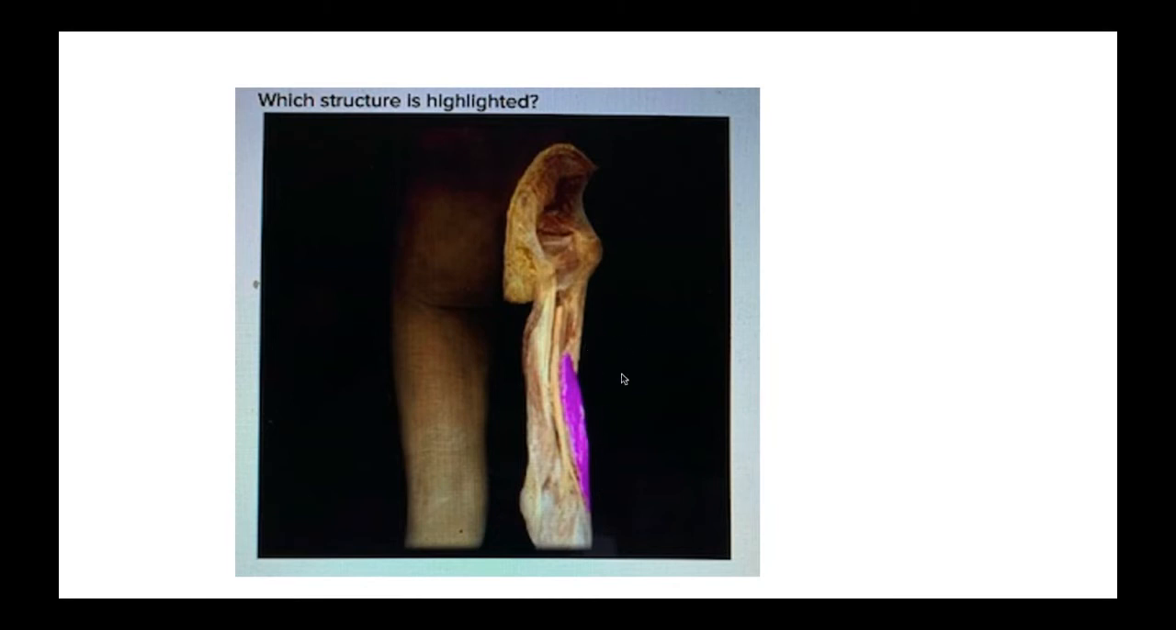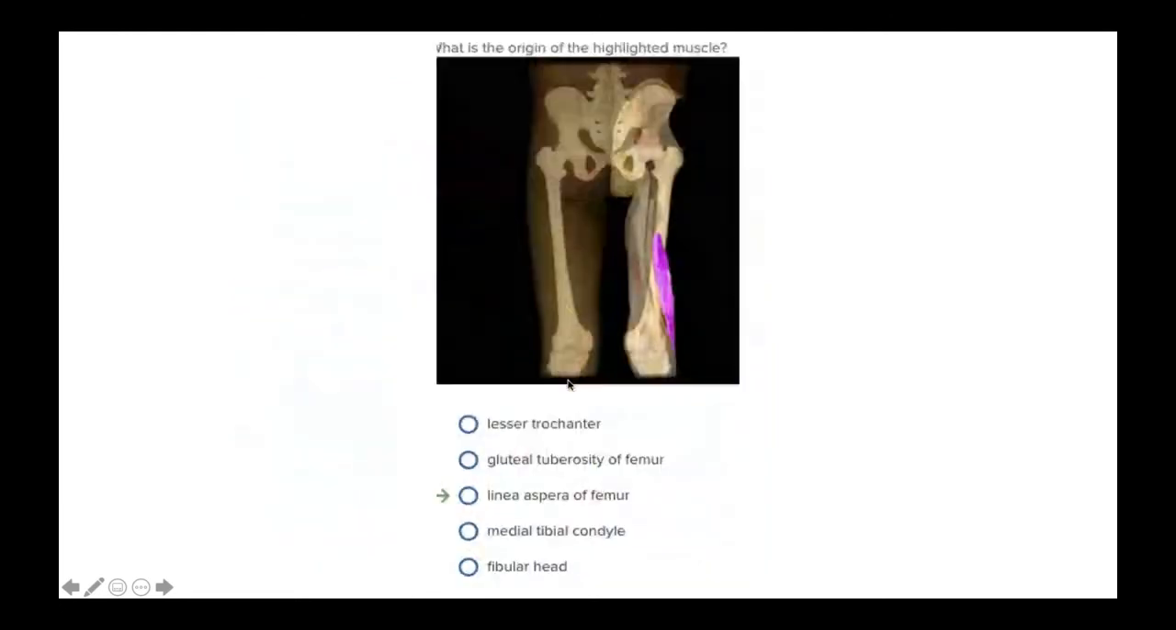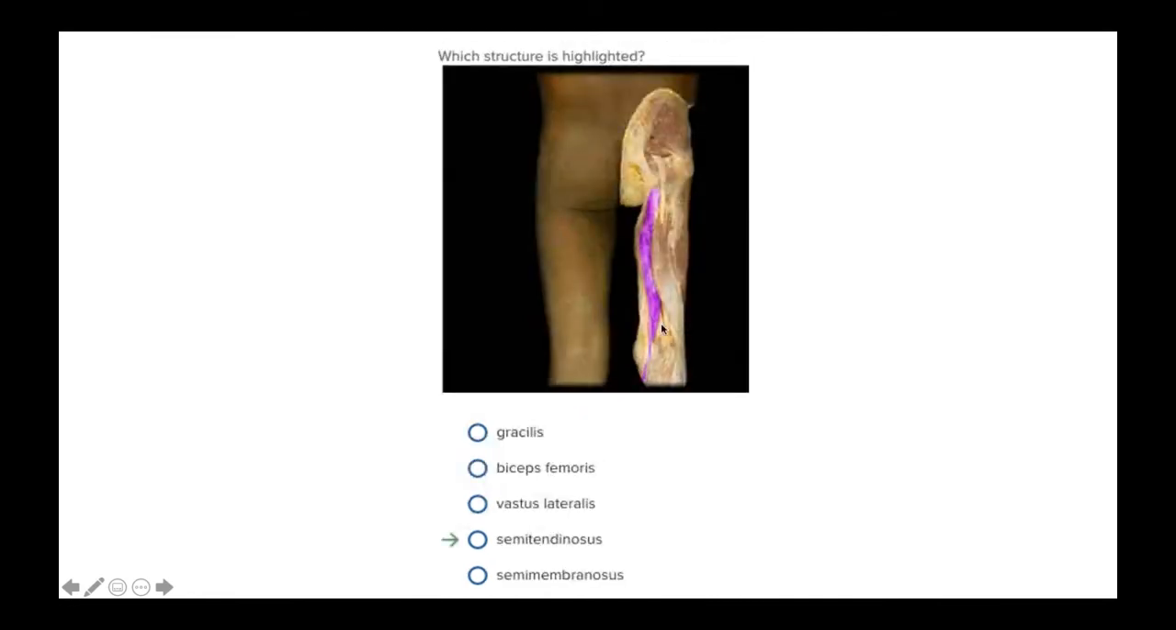And then the insertion would be on the head of the fibula. So the origin here is on the linea aspera, which is on the posterior femur. So what is the origin? So here is the short head of the biceps femoris. It originates on the linea aspera and inserts on the head of the fibula.